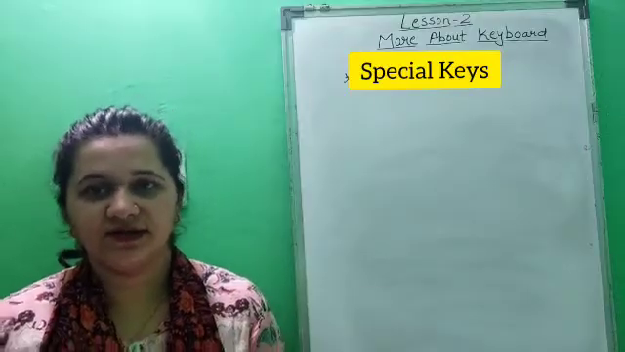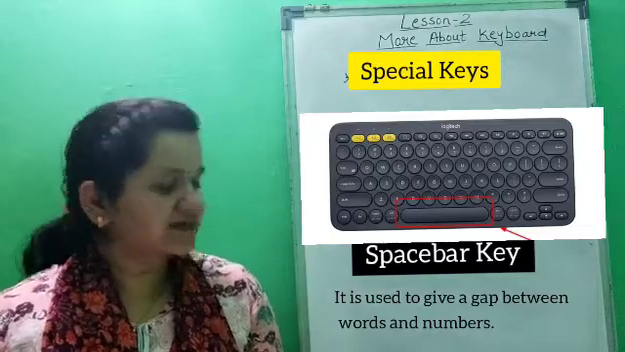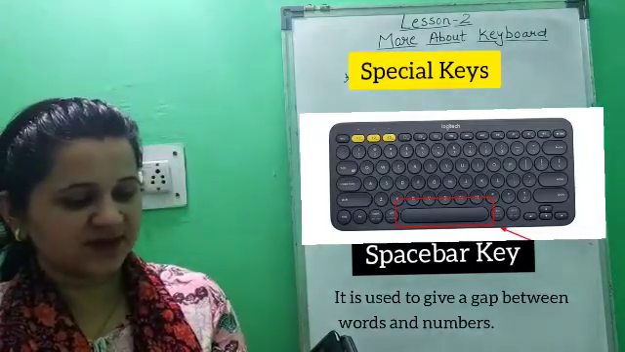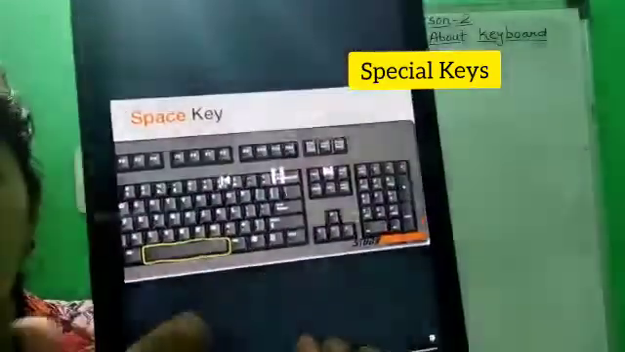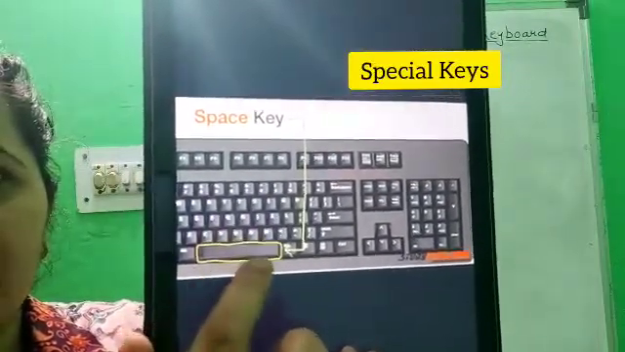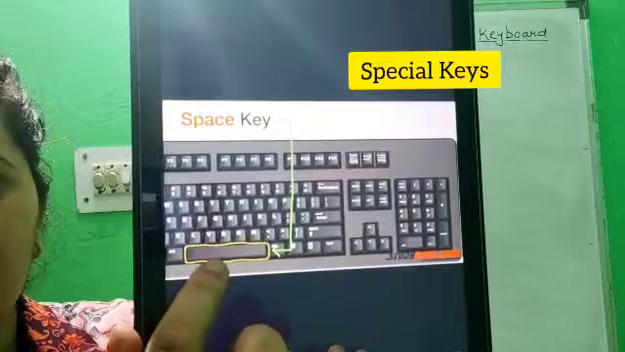Now children, the next type of key is the space bar key. Now see children, how a space bar works. Just look at the keyboard screen, children. Yes, this is the space bar key. This longest key is known as the space bar key.